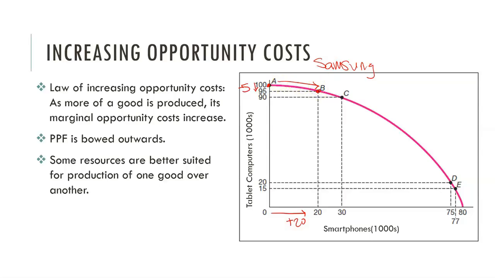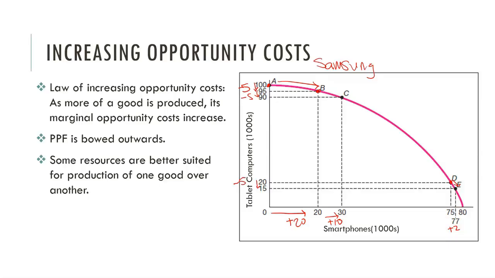But let's say they want to increase smartphone production even more. If they drop down by another 5 tablets, now they're only getting 10 extra smartphones. The opportunity cost is increasing. It's costing more and more tablets per smartphone. And if you look down here, if we're at point D, if we give up 5 tablets, it's only going to get us an extra 2 smartphones. Because the resources are not all equally suited.